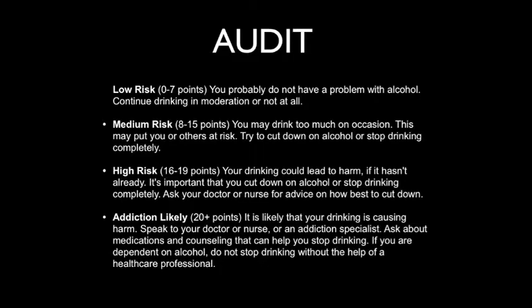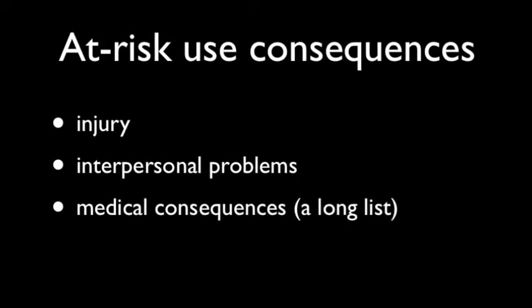For individuals with 8 to 15 points on the AUDIT, the interpretation is, you may drink too much on occasion. This may put you or others at risk. Try to cut down on alcohol or stop drinking completely. These individuals are at risk for injury, interpersonal problems, and medical consequences, and a brief intervention is recommended.